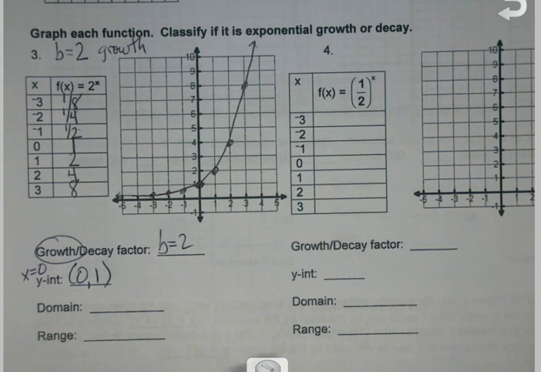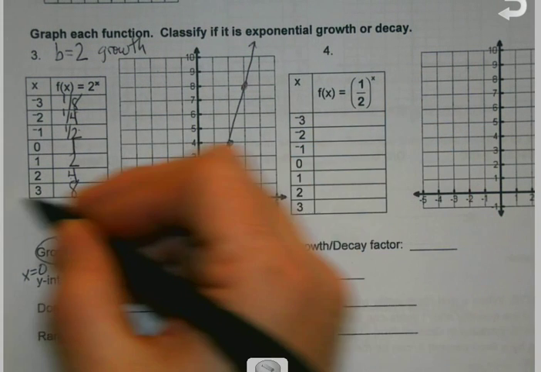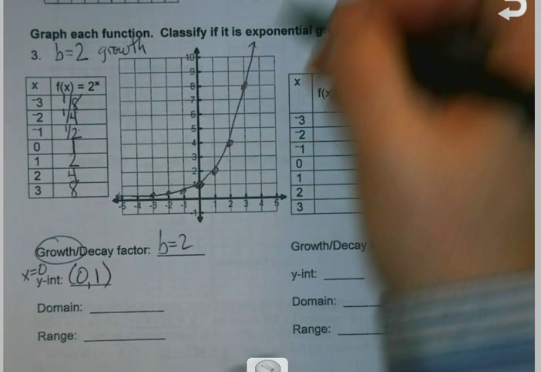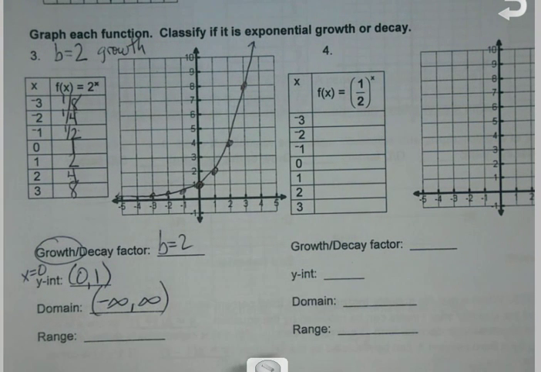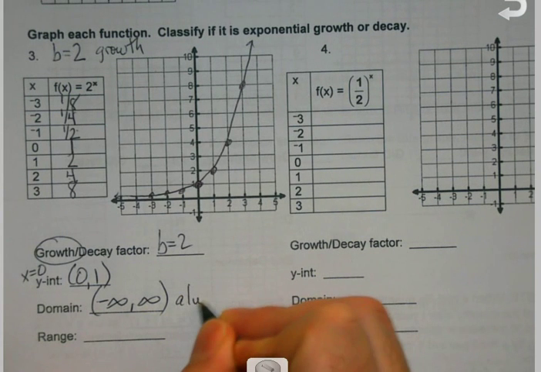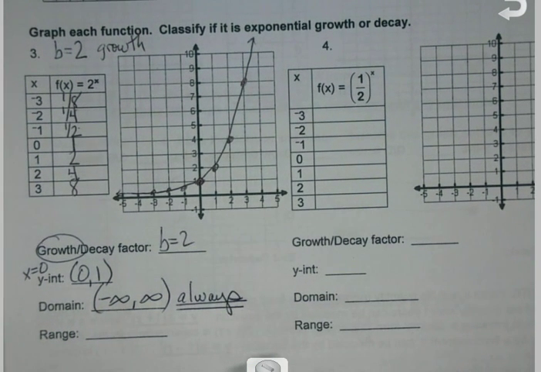My domain, again, x values left to right, well, goes forever to the left. That's going to extend and go forever to the right. So that's my easy one with this. For these, it will always, let me even write that, always will be negative infinity to infinity, whether it's growth or decay for your domain.